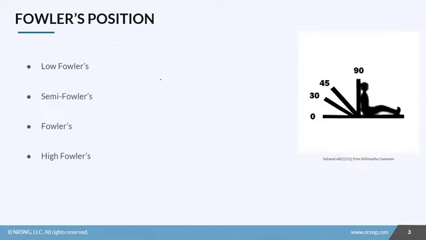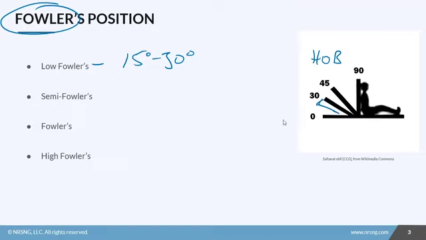Fowler's position is going to be pretty much your go-to for anything that you're doing for the majority of your patients. What you need to know for this is it's a relative position of the head of the bed in terms of degrees. Starting out with low Fowler's is 15 to 30 degrees. And I know you may be thinking that in this range they're not lying flat, but the patient will feel like they're almost flat. So if your patient is having a hard time breathing, you don't want to put them in this position.